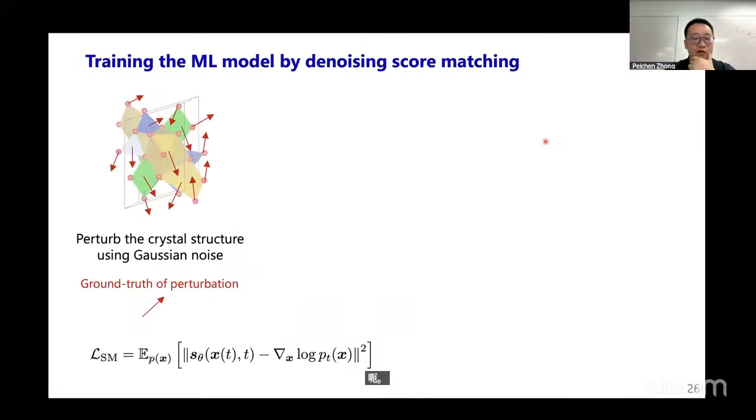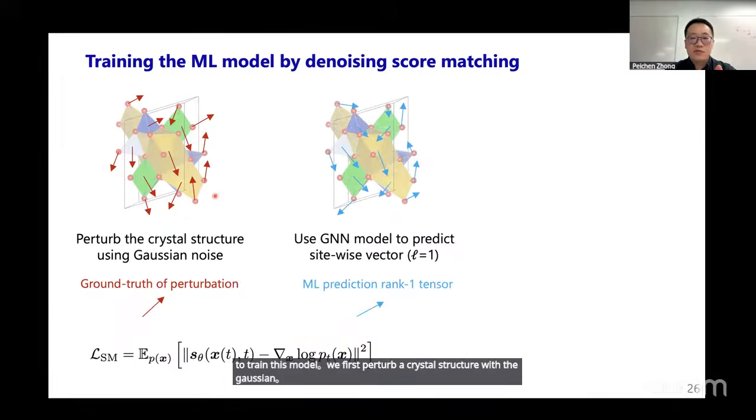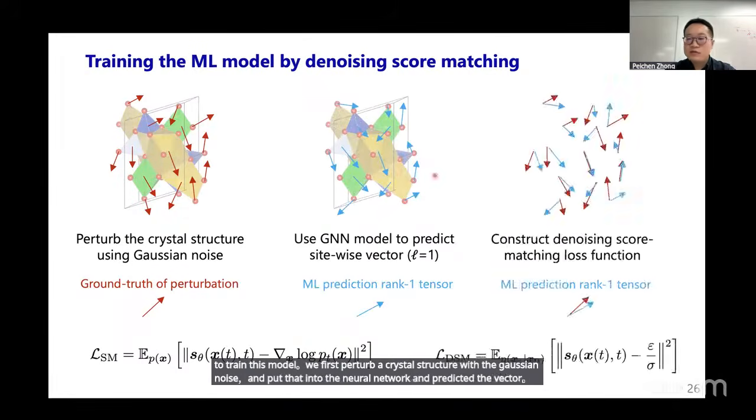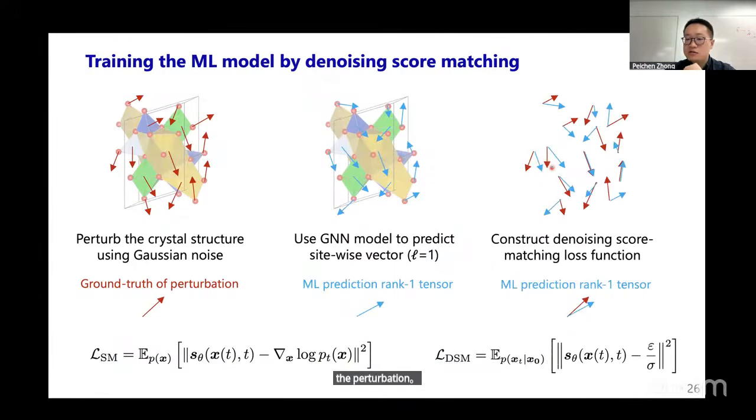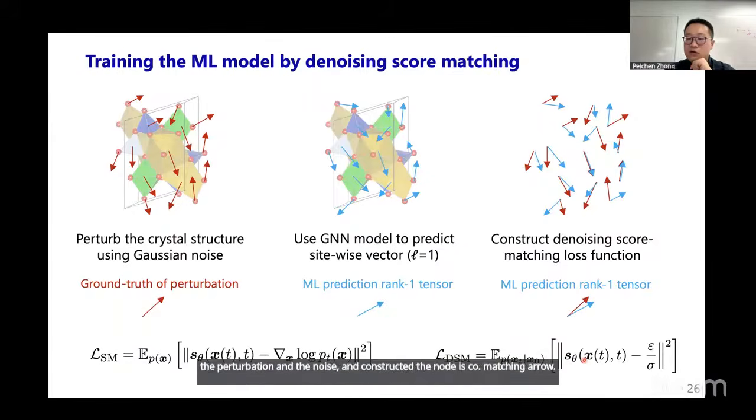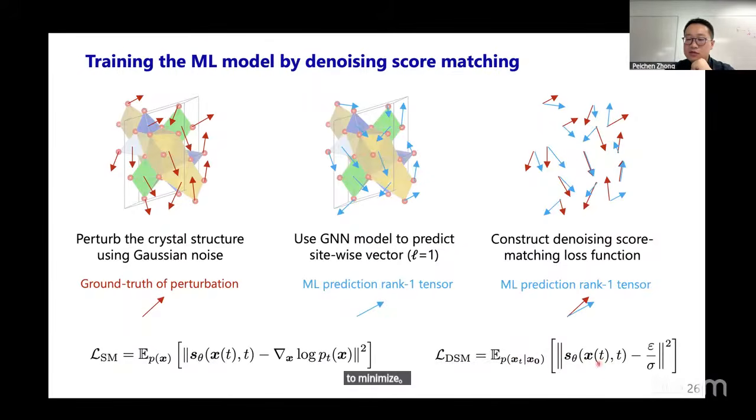To train this model, we first perturb a crystal structure with Gaussian noise, put that into the neural network and predict the vector, and see what the difference is between the prediction and the noise. We construct the denoising score matching error to minimize the MSE between the two vectors. After that, you can parameterize the diffusion model.